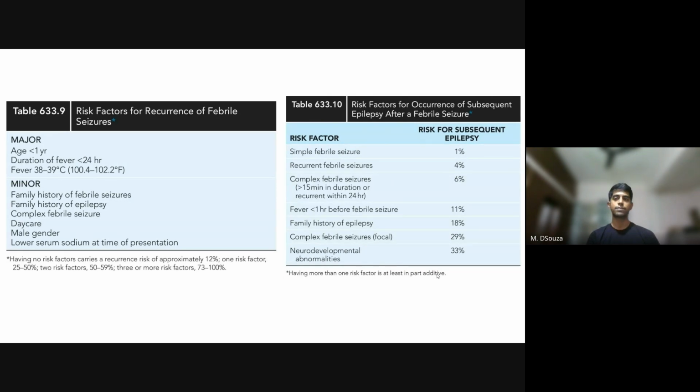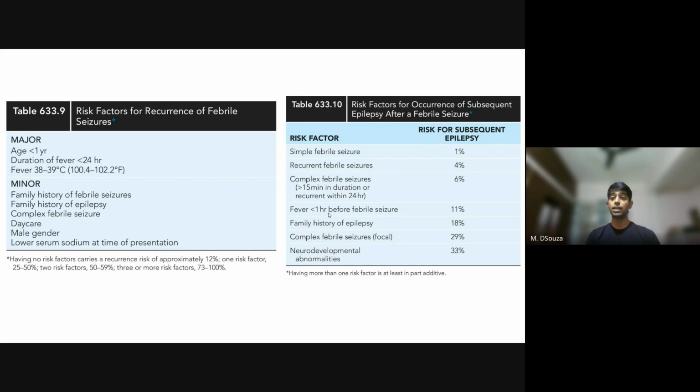a complex febrile seizure is defined by the Fs. F for focal, F for a duration greater than 15 minutes, and F for frequent, when there is a recurrence of febrile seizure within a 24-hour period of that first febrile seizure. So 2 febrile seizures during the same episode of fever is considered a complex febrile seizure. Focality is another thing that we would consider. And everything apart from this is a simple febrile seizure.